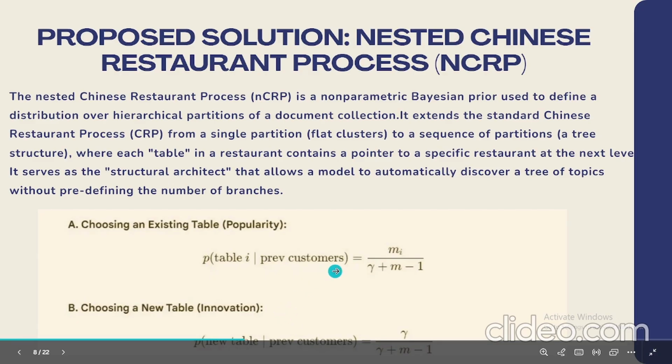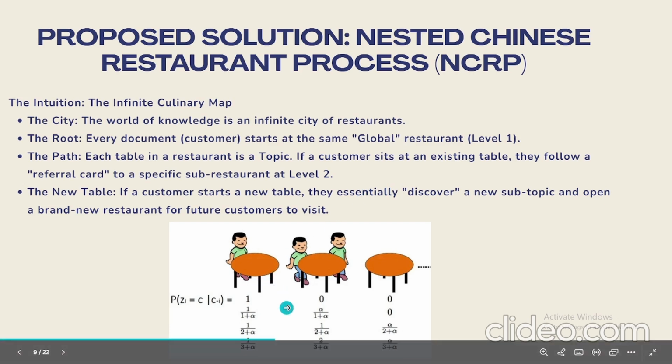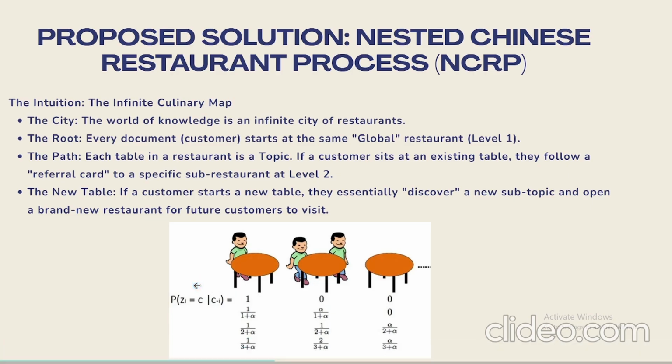So this gamma is also called an innovation factor. Crucially, each table contains a referral card to a different table restaurant at the next level. So by sitting at a table, the customer is choosing their path through the hierarchies. This allows the model to sprout new branches organically as new data arrives, without us ever specifying the number of topics, which was our major limitation in the previous models that we have seen so far.